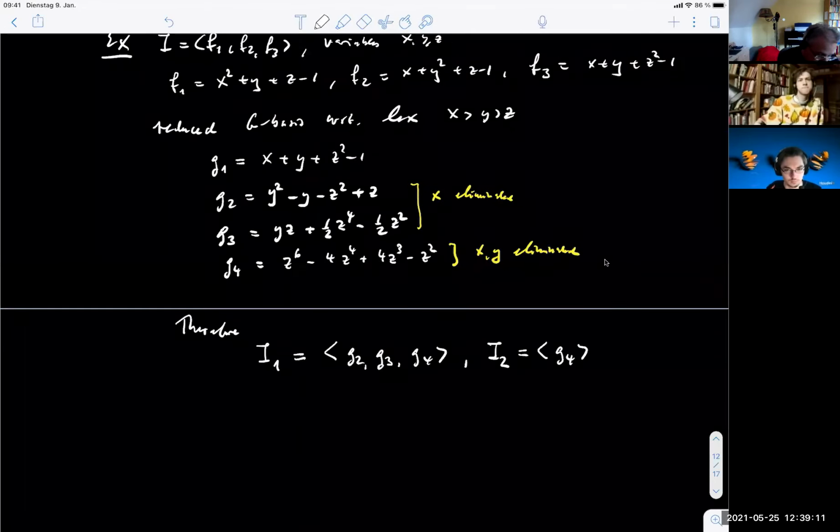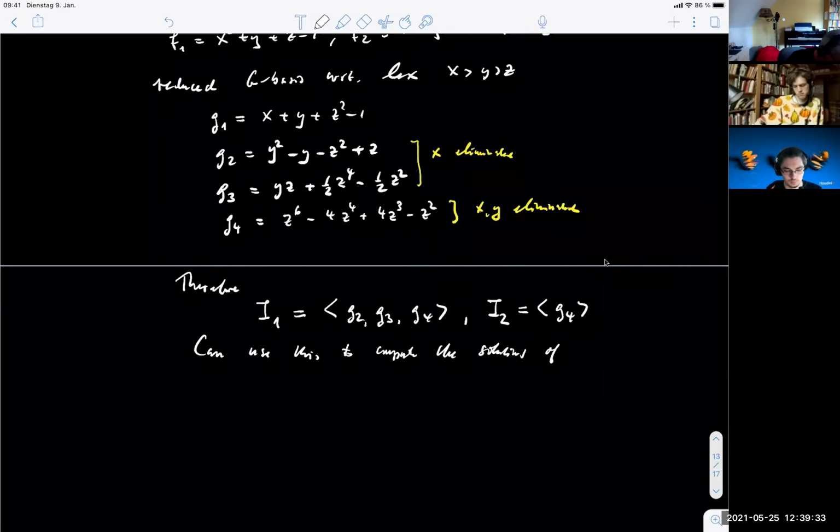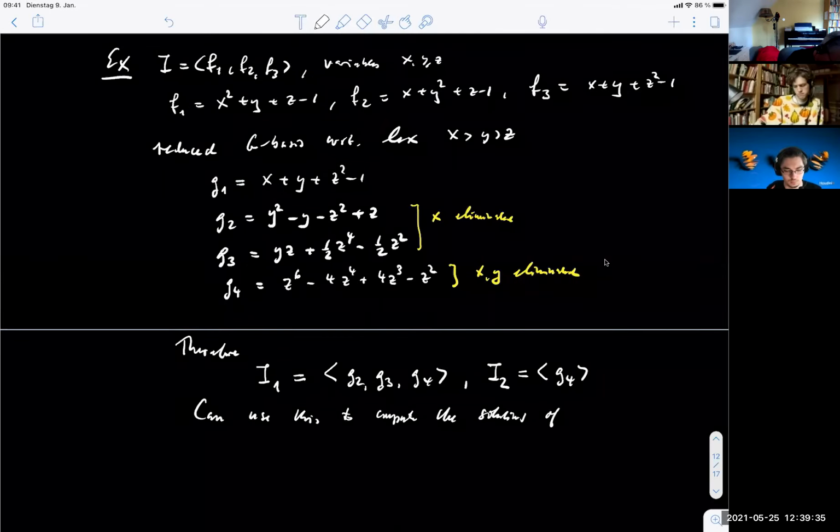Okay, so this is useful, this information, if you want to actually compute the solution set. We can use this information to compute the solutions of the system F1 equals F2 equals F3 equals 0.